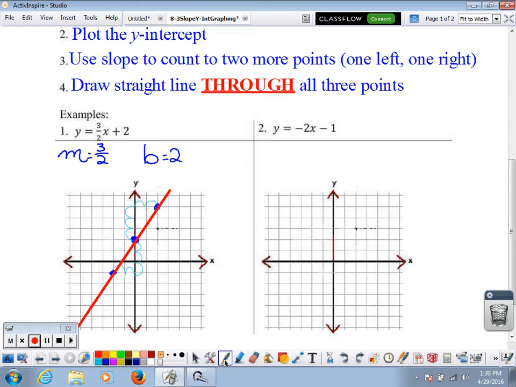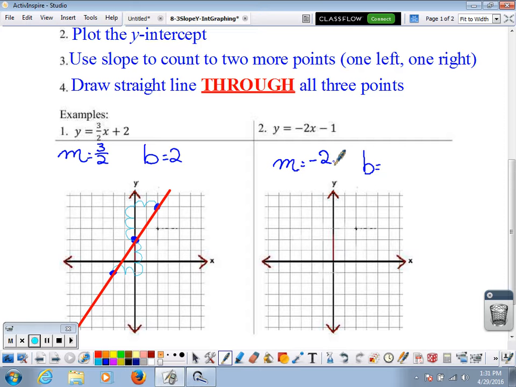I have y equals negative 2x minus 1. I need to identify my slope and my y-intercept. Now, the slope is the coefficient of x, the number that multiplies x. In this case, that's -2. But when we talk about slope, we like to have it as a fraction. We like to have rise over run. So I want to write -2 as a fraction.